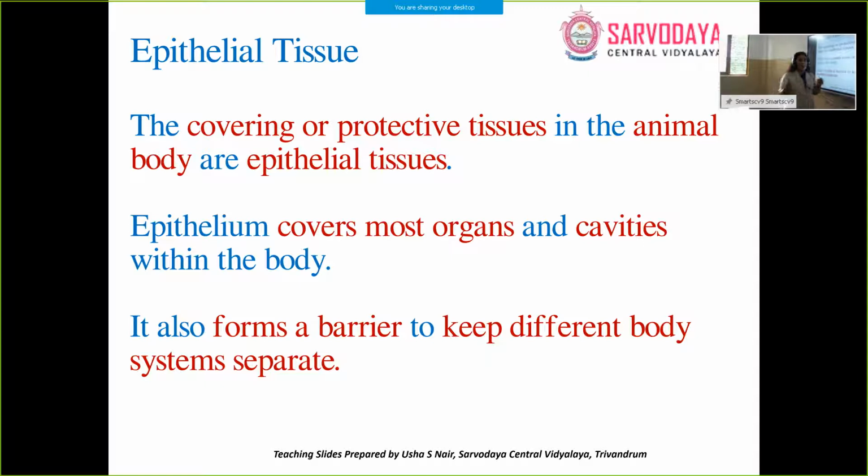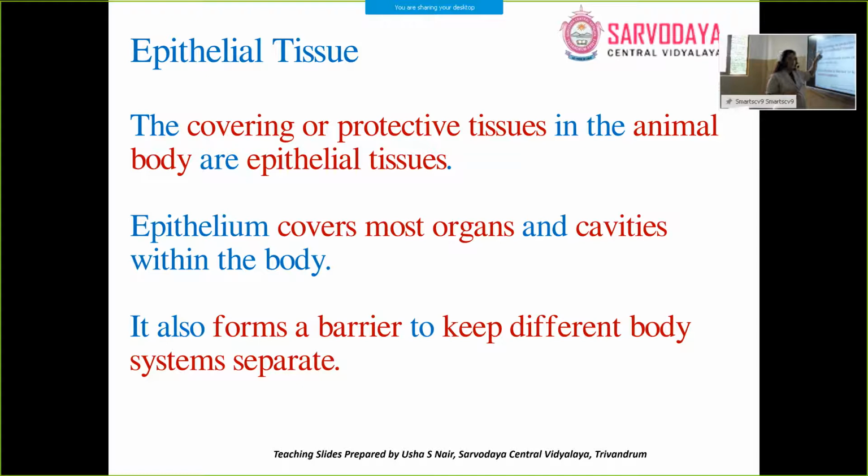So I've just given an example like that. Here, this epithelial tissue acts as a barrier to keep different body systems separate. We have different systems in our body, so this epithelial tissue forms a barrier. That you should know.